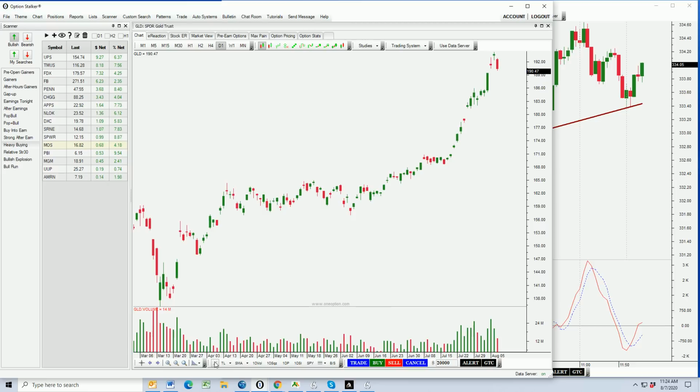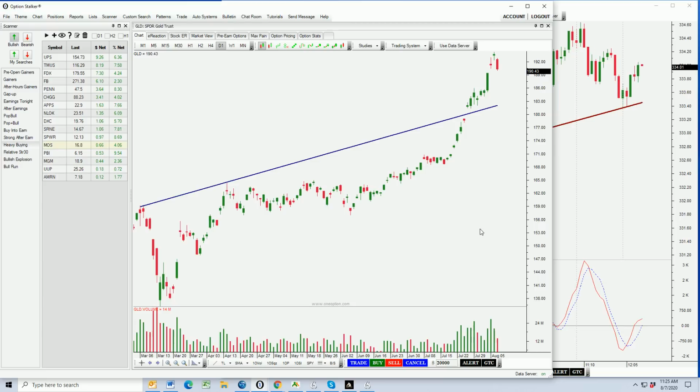If I want to, I can draw upward sloping trend lines in here, mark it like that. That is a buying climax. I think that the downside here is going to be pretty swift. I do like being short GLD here.